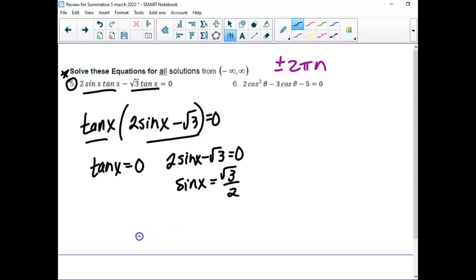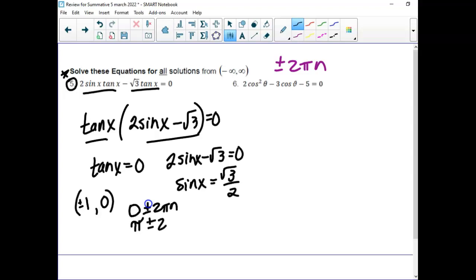It wants all solutions. And remember, tangent isn't going to be written on your reference sheet for you, but tangent is y over x. So I'm thinking the only place that there's zeros in the y, the x is plus or minus 1, so we need both of those spots, which would be 0 and pi. Did I do that right? And then you can put plus or minus 2 pi n on the back.